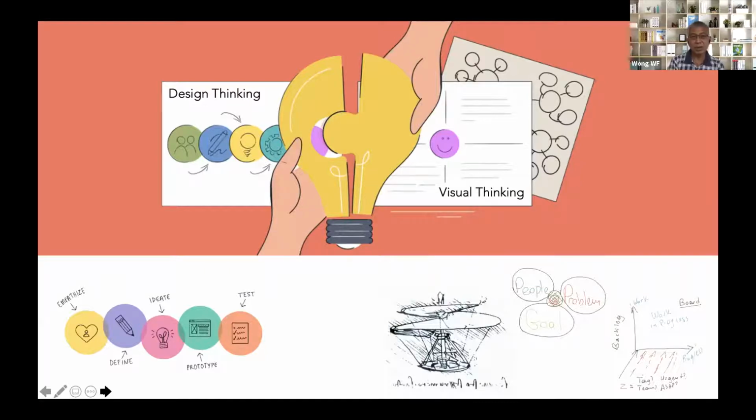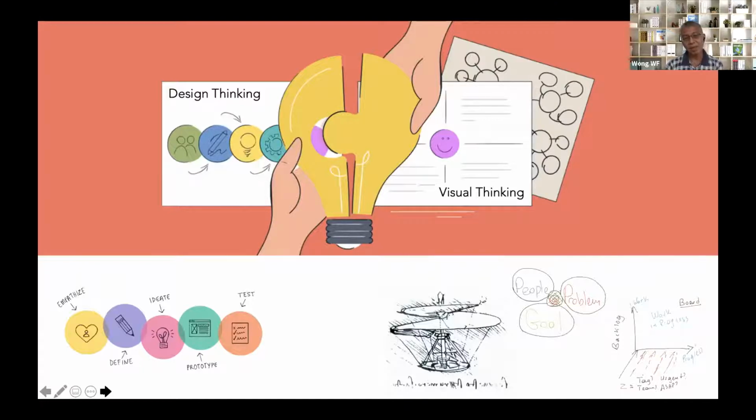Those is what we call design thinking. Now, visual thinking is pretty much to imagine ideas using visuals. If you look at the picture on the right side, the one toward the left, I think some of you are quite familiar with that. That actually came from Leonardo da Vinci. His imagination of a helicopter.